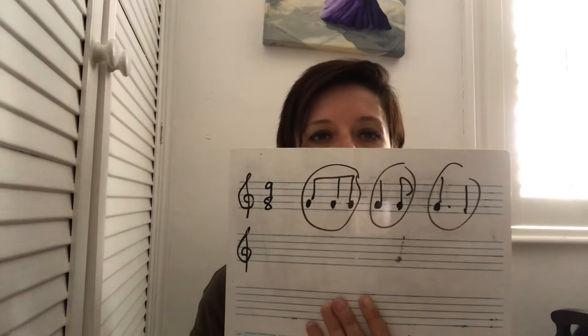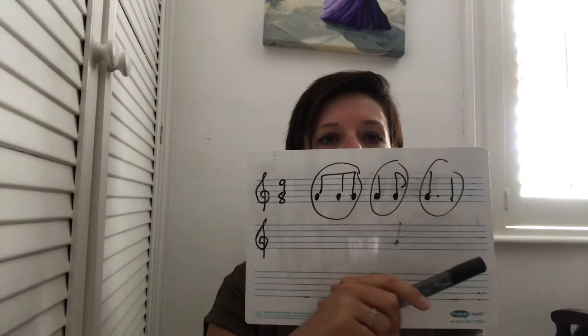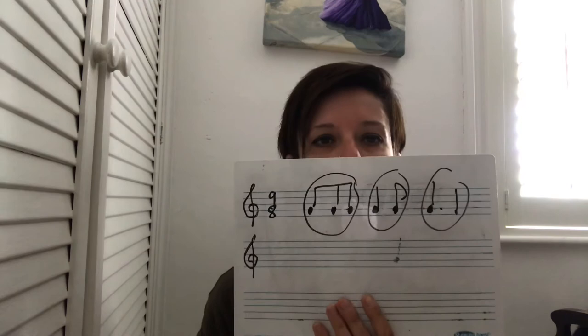1, 2, 3, 4, 5, 6, 7, 8, 9. Okay? So there's the difference between simple and compound time for you. Obviously, if it was 12-8, we divide those into groups of three, which gives us four dotted crotchet beats, and that would be compound quadruple. Okay, so there we have simple and compound time.